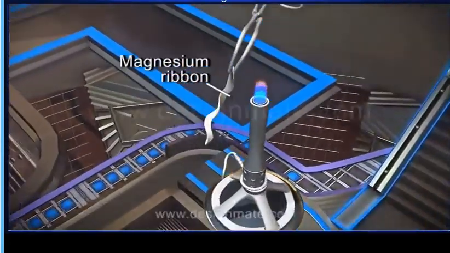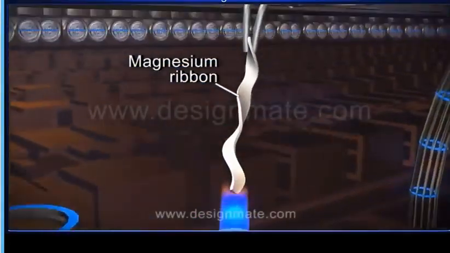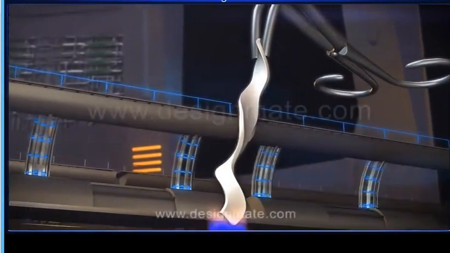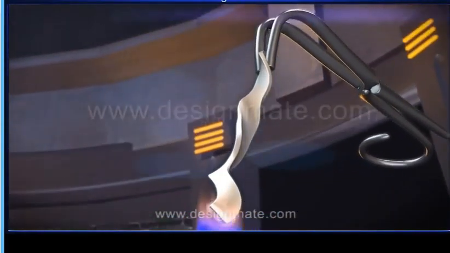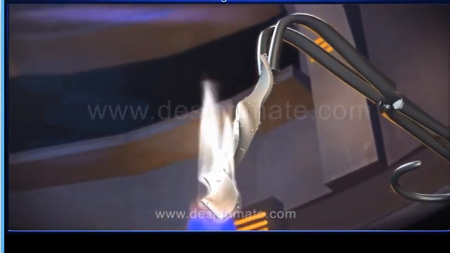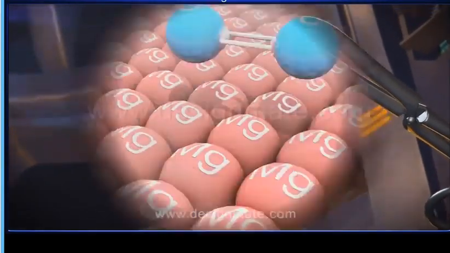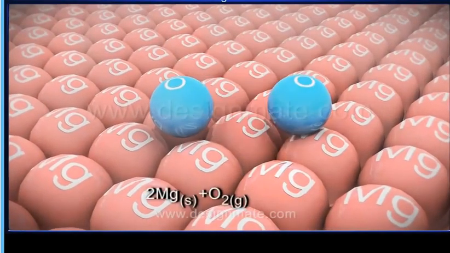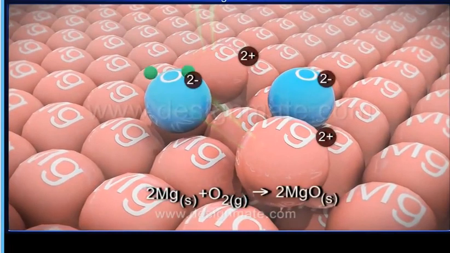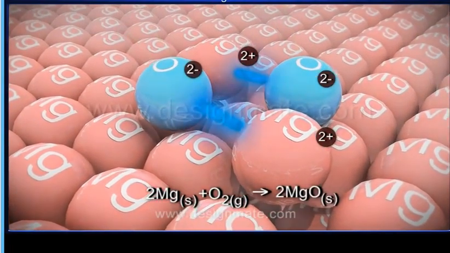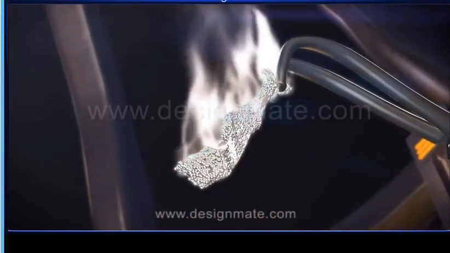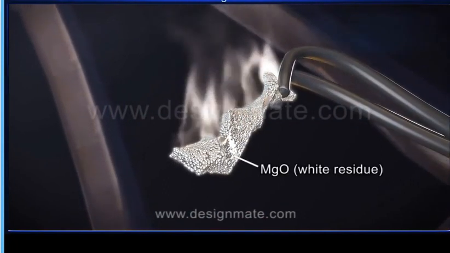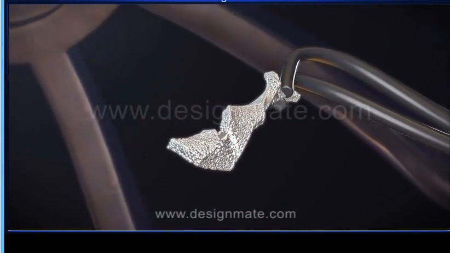Take a magnesium ribbon and burn it in air. It burns with a bright white light to produce magnesium oxide. Here, magnesium reacts with oxygen and forms magnesium oxide, which appears as a white residue. Collect this residue.